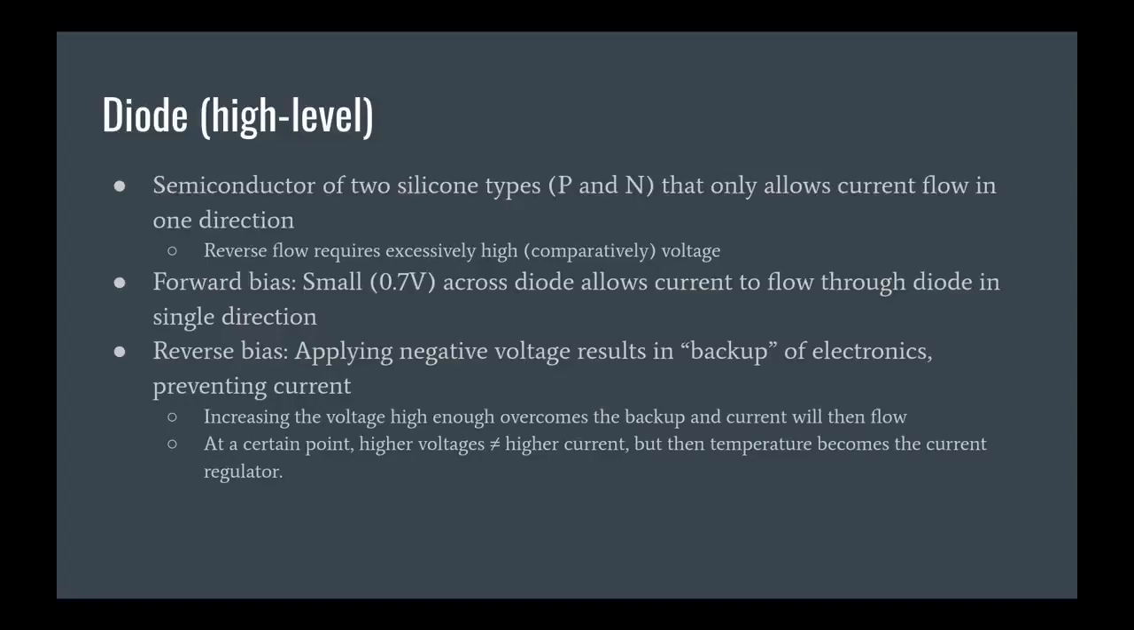Like I said, if you increase the voltage high enough, you can overcome that backup and the current will start to flow to a certain point, and then it's based off of the temperature as to how much current flows through it. If you want to get into electronics, you can start learning about different types of diodes, like Zener diodes, that have a specific reverse voltage that allows them to work either as a regular diode or as a reverse diode, depending on the situation. Lots of other stuff.